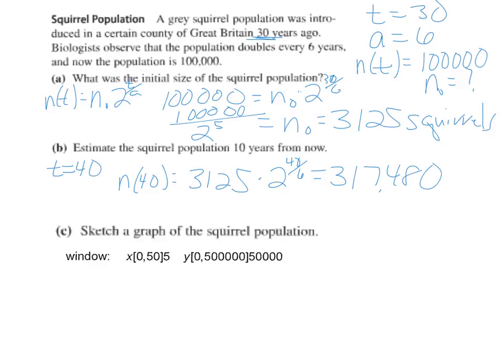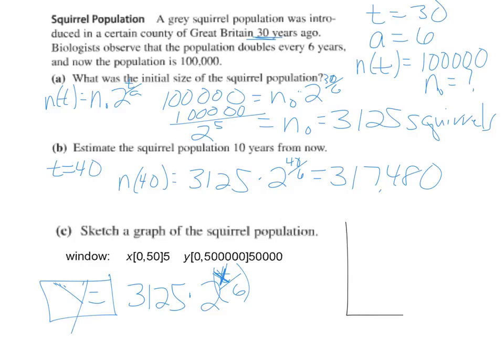And then they want us to do a graph. So if you're going to do a graph, you just need to leave t as t, and of course in the calculator you actually have to use x. So the formula we're putting into our y equals would be the initial population, 3125, times 2 to the power of t over 6, or actually x in the calculator, over 6. And I've given you a window if you want to try the graph. And then just sketch what you see on your screen, which would look something like this. And then that's good enough for that.